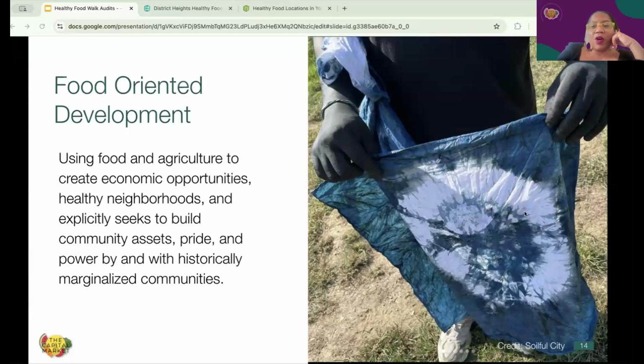One of the key things that I always like to note about some of the differences between, let's say, food-oriented development and transportation-oriented development is that transportation-oriented development focuses on transportation and using that as a tool to create opportunities to destinations outside of the community, or to even, of course, build up community around those transit stations. We at The Capital Market posit that food can be used to create destinations and opportunities within the community itself.